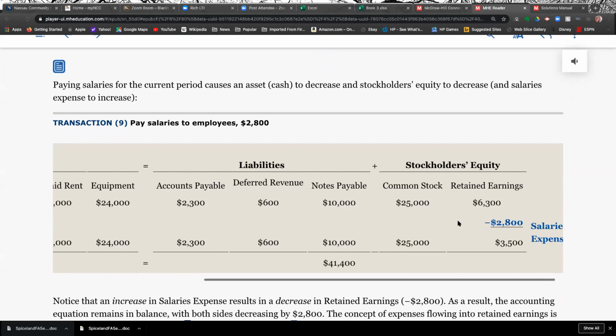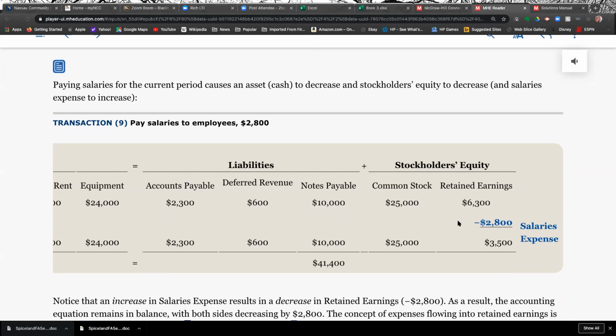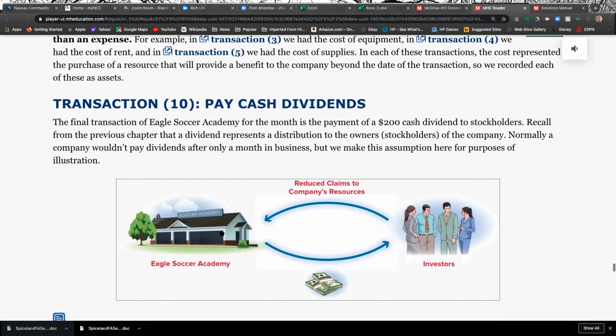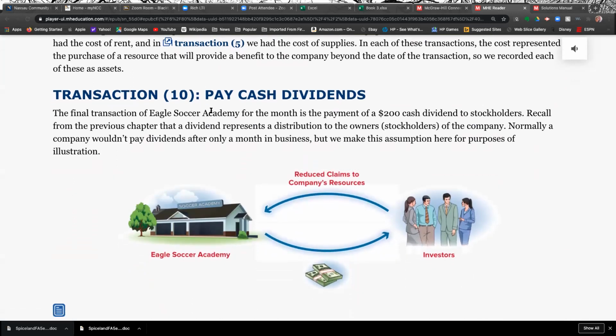Retained earnings. So remember, revenue, and this is indirectly, right? Revenue indirectly increases retained earnings. Expenses indirectly decrease retained earnings. Okay, pay cash dividends. As soon as you see that word pay, subtract from the cash. And what are dividends? Dividends reduce retained earnings.